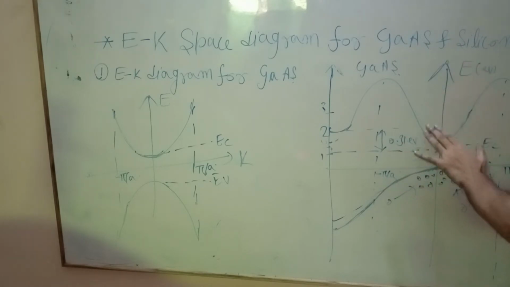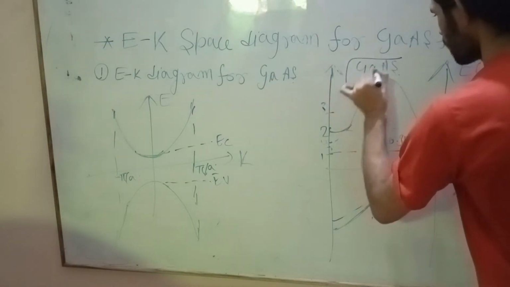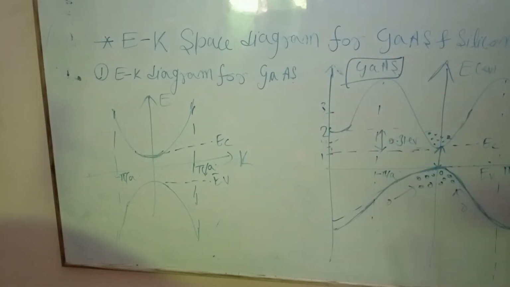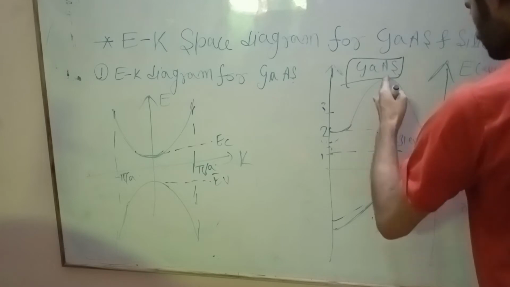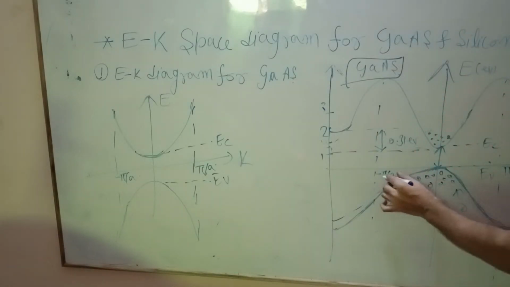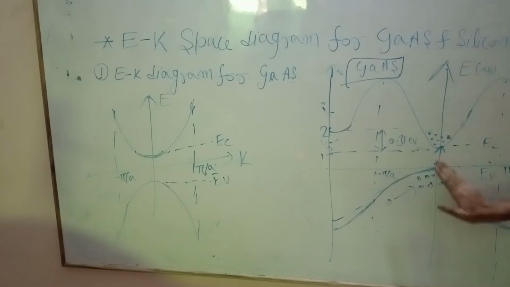So this is the E-K space diagram for gallium arsenide. This is my conduction band and this is my valence band. You should limit yourself within one period, that is minus pi by A to plus pi by A. So K varies from minus pi by A to plus pi by A, and hence what we are observing here is that they both have direct nature. Therefore, minimum conduction band energy and maximum valence band energy both occur for the same value of K.